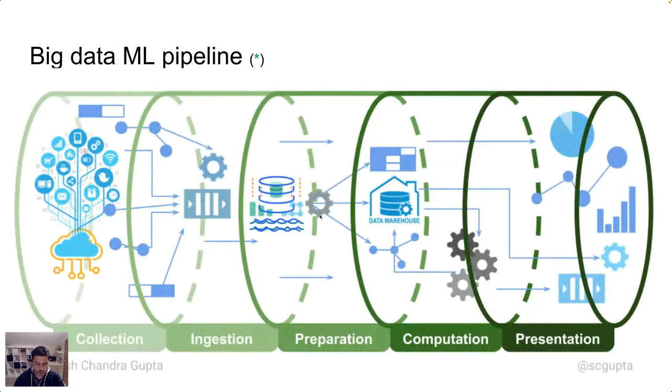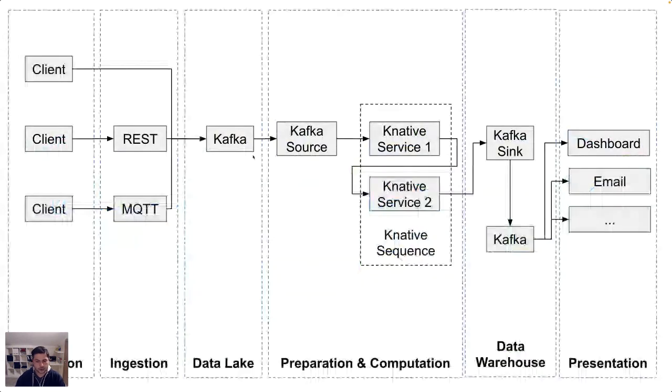Like you remove some stuff, you make it comply to a common format or something like that. And then you do the computation on it. And then when you finish the computation, you store the final result somewhere, and then you can do a presentation. Like you can show a graph, you can send an email, you can send an alert if there is something that needs to be taken care of. So this is a typical pipeline, and this could be how you can do this with Knative.